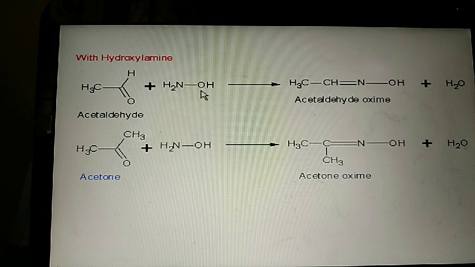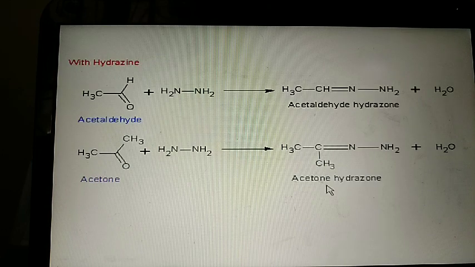hydroxylamine, meaning NH2OH. What happens when NH2OH reacts with acetaldehyde? So here this NH2 will combine with this O, easily with the removal of a water molecule, and will become C double bond N here, acetaldehyde oxime. And with acetone also the NH2 will condense with these carbonyl functional groups and this gives the removal of a water molecule. Acetone oxime will be the resultant molecule. In a similar fashion with hydrazine we will get acetaldehyde hydrazone, and with acetone, acetone hydrazone.